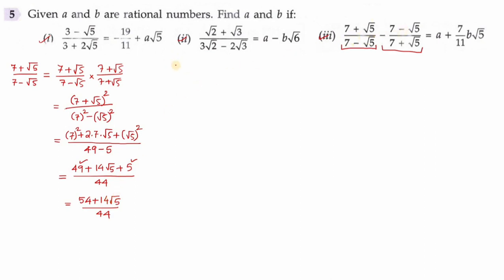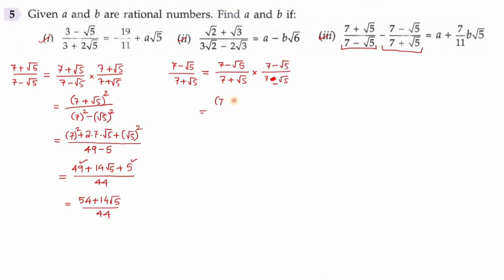Similarly, we'll find out what is the second term. So we have 7 minus root 5 by 7 plus root 5. I don't have space below this, so I have written here, but you will write just below this part. In the denominator you have a minus b, a plus b is there, so you'll multiply by a minus b. So we have 7 minus root 5 whole divided by 7 plus root 5. So we will multiply by, I'm sorry, 7 minus root 5, on both numerator and denominator.